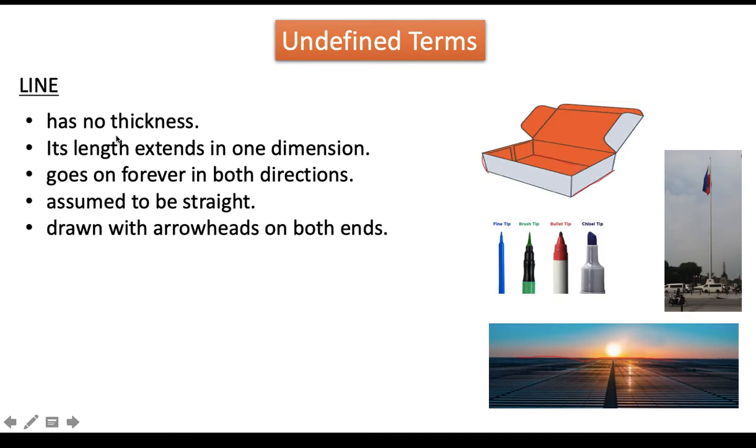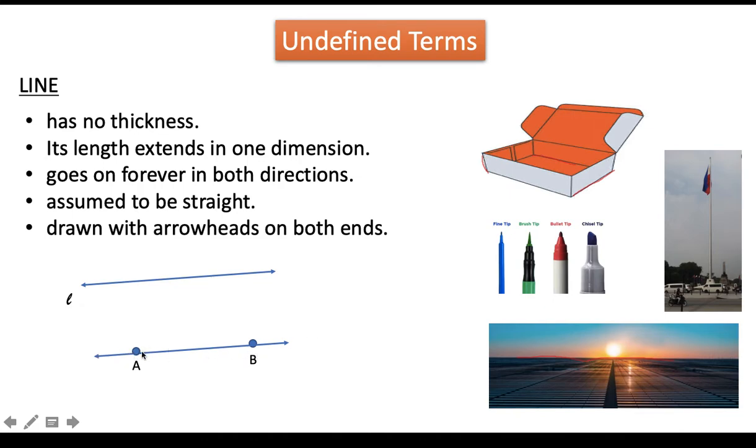A line has no thickness, and its length extends in one dimension only. But it goes on forever in both directions, and it is assumed to be straight. When it is drawn, we use arrowheads on both ends. These arrowheads represent infinity, so it goes on indefinitely. And it is named using a single letter, or it can be named using two known points, since a line is composed of an infinite number of points.